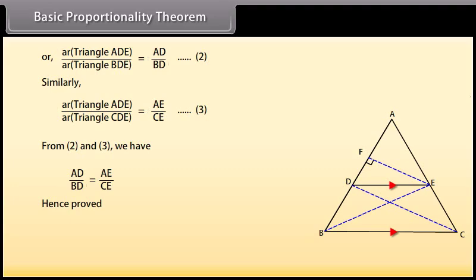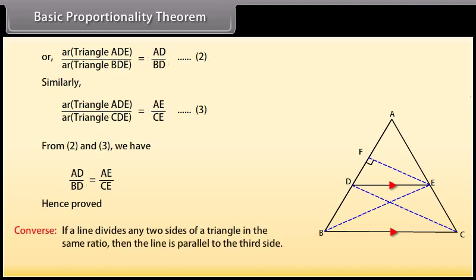The converse of this theorem is also true, which says that if a line divides any two sides of a triangle in the same ratio, then the line is parallel to the third side.